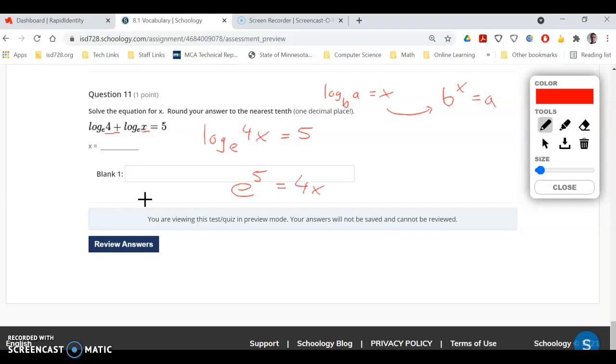Right, now I just need to use my calculator to do e to the 5th. We can do 2.71 to the 5th, but there is a special e to the x button. And so that's like 148.4. Okay, and then, oops, sorry, this is 4x. And then divide by 4 on both sides, and you'll get 37.1. Right, and so to the nearest tenth, I think that's right, 37.1 is our answer.